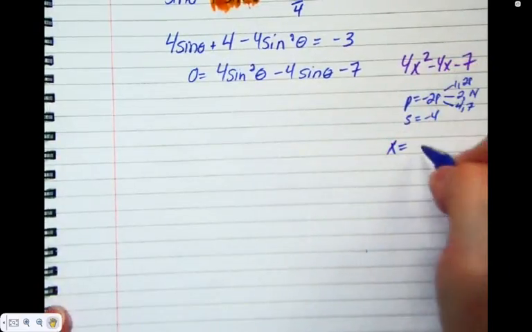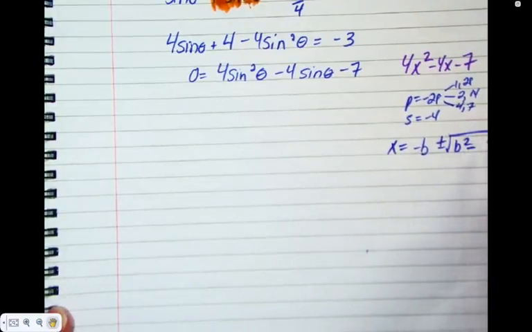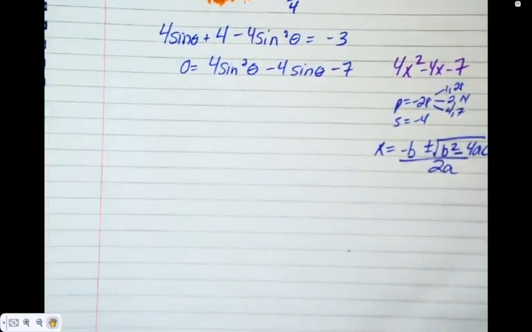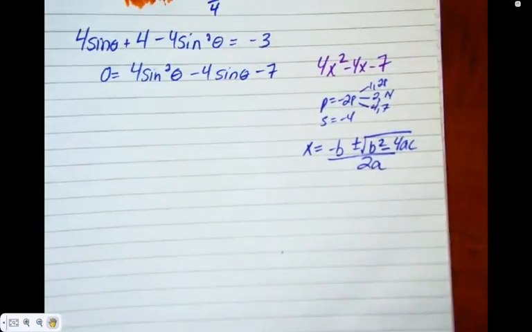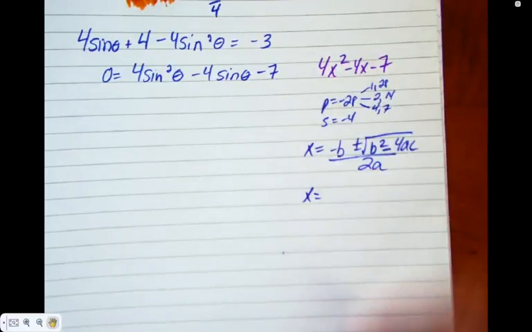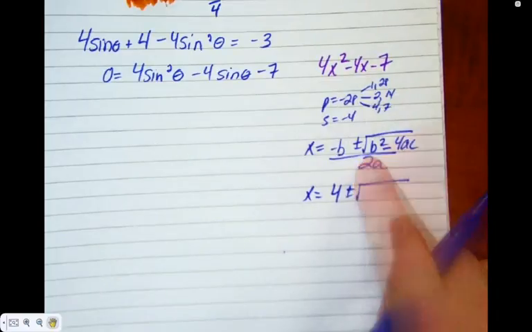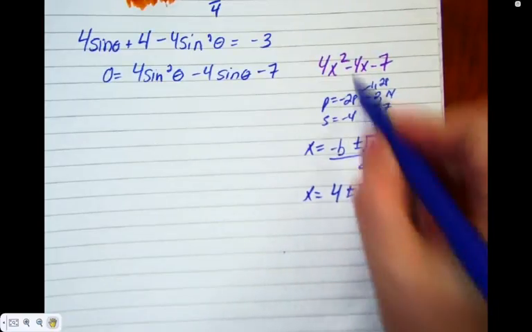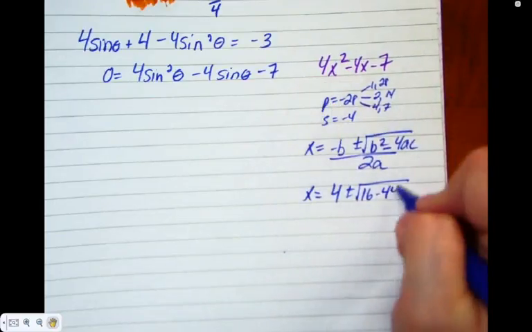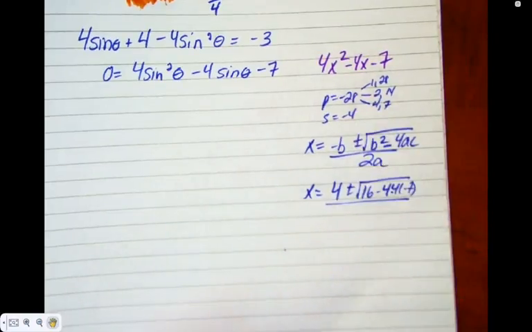X equals -b. Okay, so x equals -b is -4, so 4. Plus or minus the square root of -4 squared, 16, minus 4 times -7. And on the bottom, I have 4 times 2.